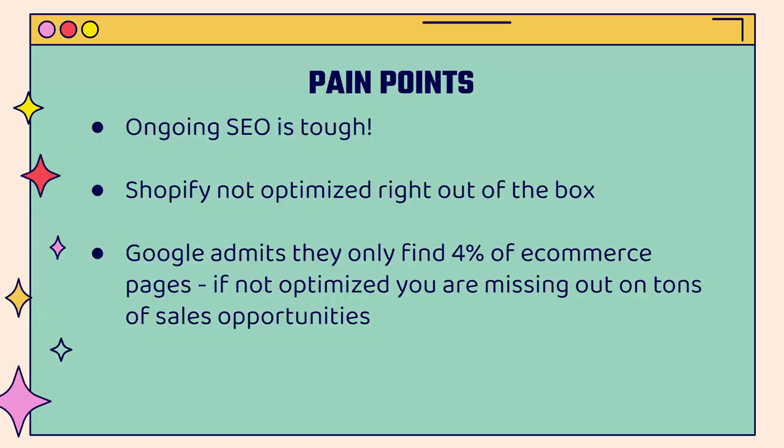But there are definitely some pain points when you want to introduce organic traffic. Number one, ongoing SEO is very tough. It's a long-term thing. You need to be set up and you need to continuously work on it. And Shopify is not optimized right out of the box. So you'll need to do some work. I'm going to show you an app that really does all this for you.